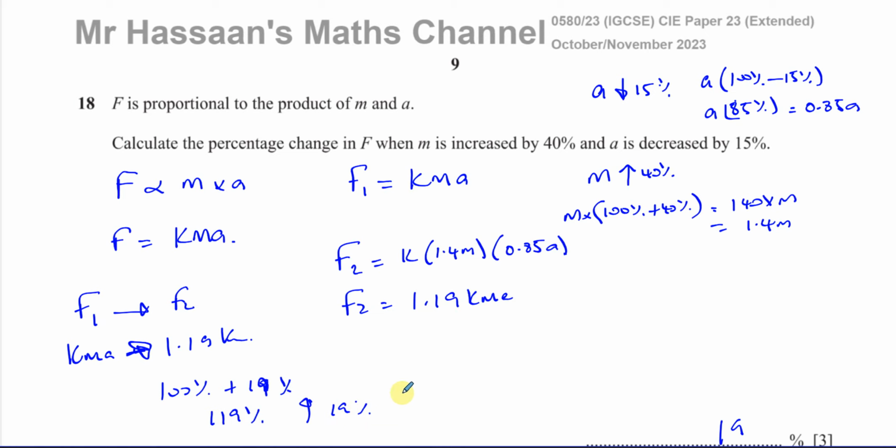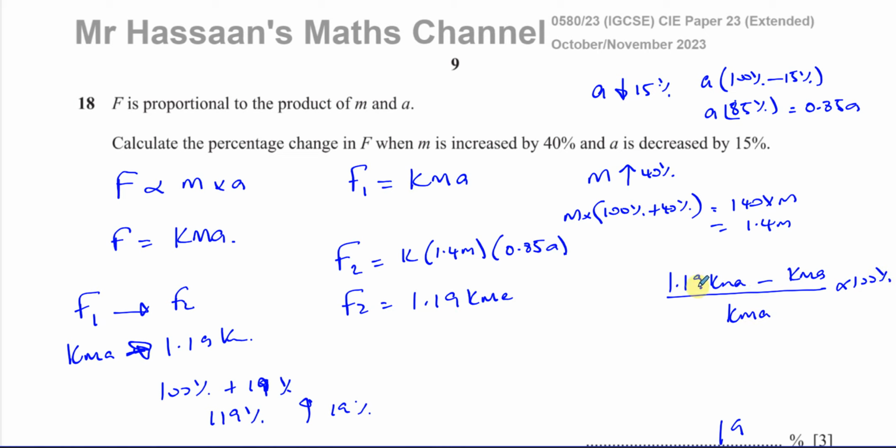If you're not sure about this way of thinking about it, you can say, okay, let's take the difference between the new amount, which is 1.19, take away the original amount, which is 1. So it's 1.19 KMA minus 1 KMA. Divide by the original amount, which is KMA, and multiply by 100%.